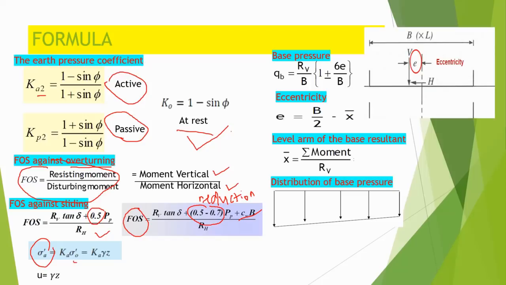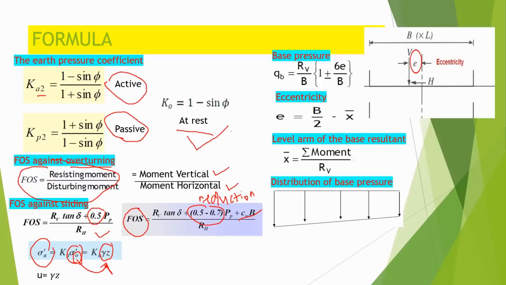So, vertical effective stress, sigma note ni, bersamaan dengan gamma z. Gamma ni apa? Gamma ni is the unit weight, times the z, that is the depth. Okay, so this is the formula for horizontal effective stress. We use a lot of this formula as well. Ingat, sigma prime note ialah vertical effective stress. Effective stress ni sama dengan gamma z. You need to remember this: gamma z is the unit weight times the depth, and z is the depth.